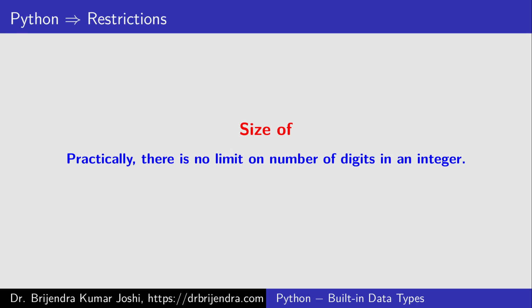The restriction is the size. What are the restrictions? Practically there is no limit on the number of digits in an integer. So an integer can be of any size. Practically there is no limit, but there is an upper limit. We'll discuss this later.